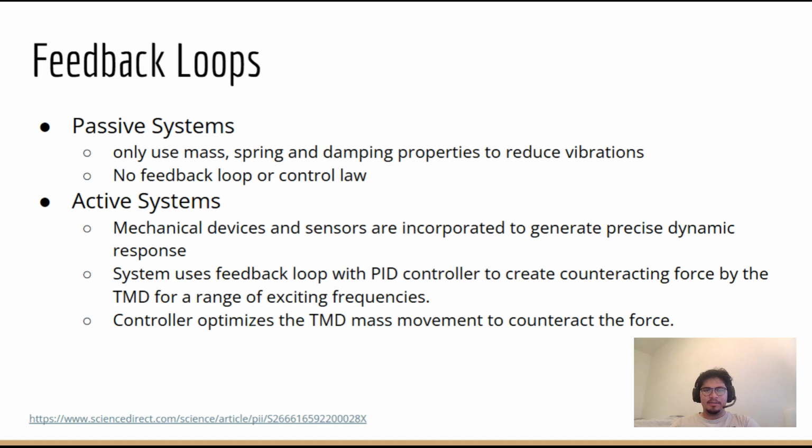In some applications, a passive system is used, where the TMD is tuned to match the natural frequency of the structure. As a result, there is no feedback loop or control law, as the system operates independently.